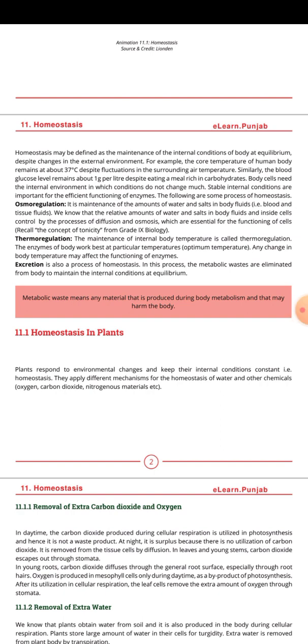Homeostasis may be defined as the maintenance of the internal condition of the body at equilibrium despite change in the external environment. For example, the core temperature of the human body remains at about 37 degrees centigrade despite fluctuations in the surrounding air temperature. Similarly, the blood glucose level remains about 1 gram per liter despite eating a meal rich in carbohydrates.